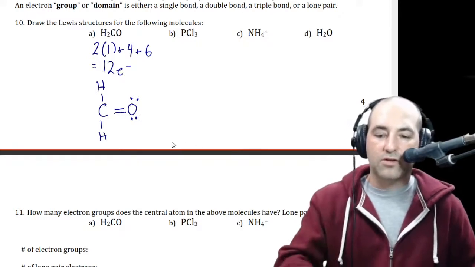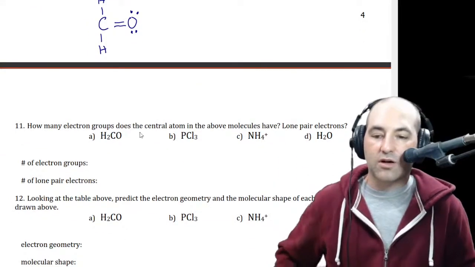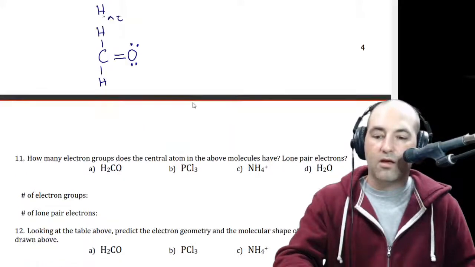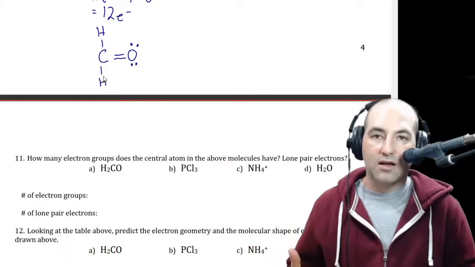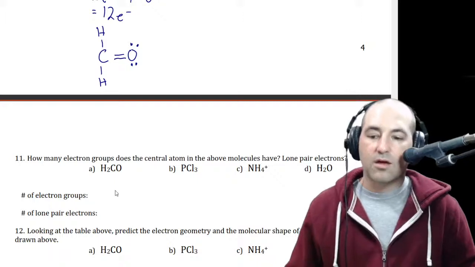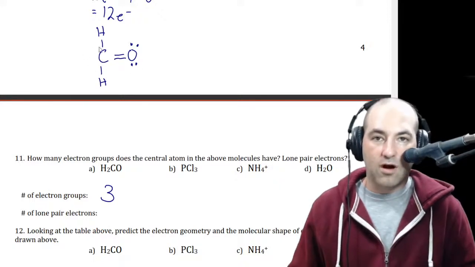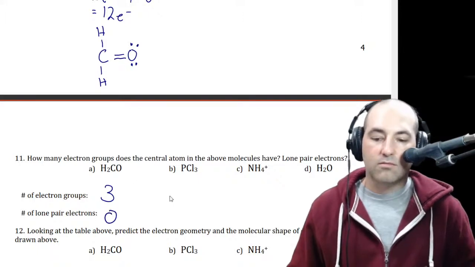Okay, so looking at that structure now, we can answer a question like this. How many electron groups does the central atom in the above molecules have? Electron groups, remember, means bonded atoms and non-bonding pairs of electrons. So the electron groups here for H2CO, there are 3 of them. The 2 H's and the O. There's no lone pair on the carbon. So just 3 of them, no lone pairs.